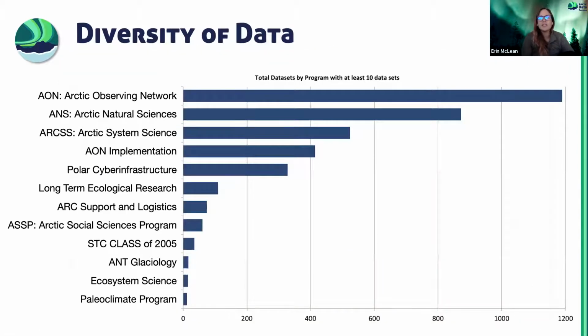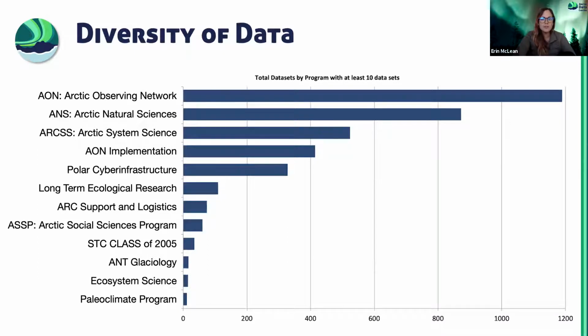The data that we have in the Arctic Data Center comes from a wide variety of disciplines. So these different programs within NSF all have different focuses. For example, the Arctic Observing Network, that first bar, supports scientific and community-based observations of biodiversity, ecosystems, human societies, land, ice, marine and freshwater systems, and the atmosphere, as well as their social, natural, or physical environments. That's a lot of disciplines right there in just that one program.